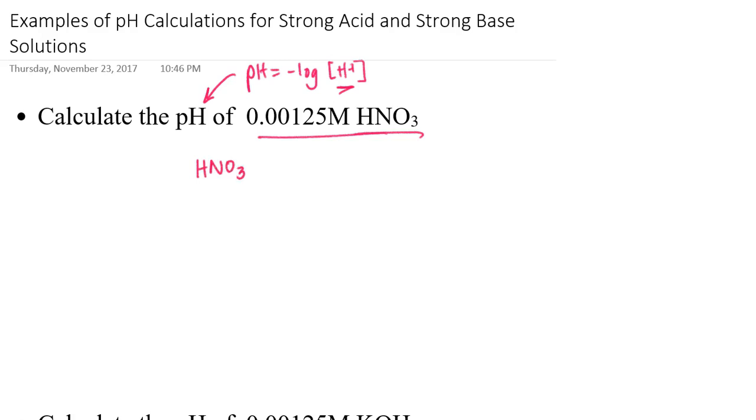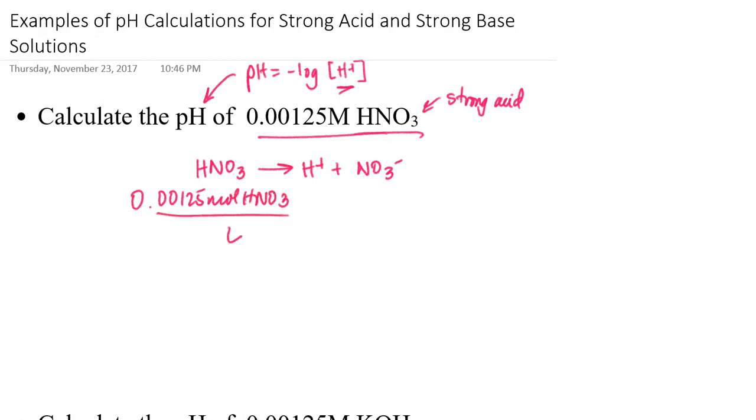Essentially, if I have nitric acid, since nitric acid is a strong acid, then that means that I can expect the dissociation to hydrogen ion and nitrate ion to occur fully. And so that would mean if I have 0.00125 moles of nitric acid per liter because of this initial concentration, then if I consider the dissociation process for every 1 mole of the nitric acid, then 1 mole of hydrogen ion can be expected to dissociate.